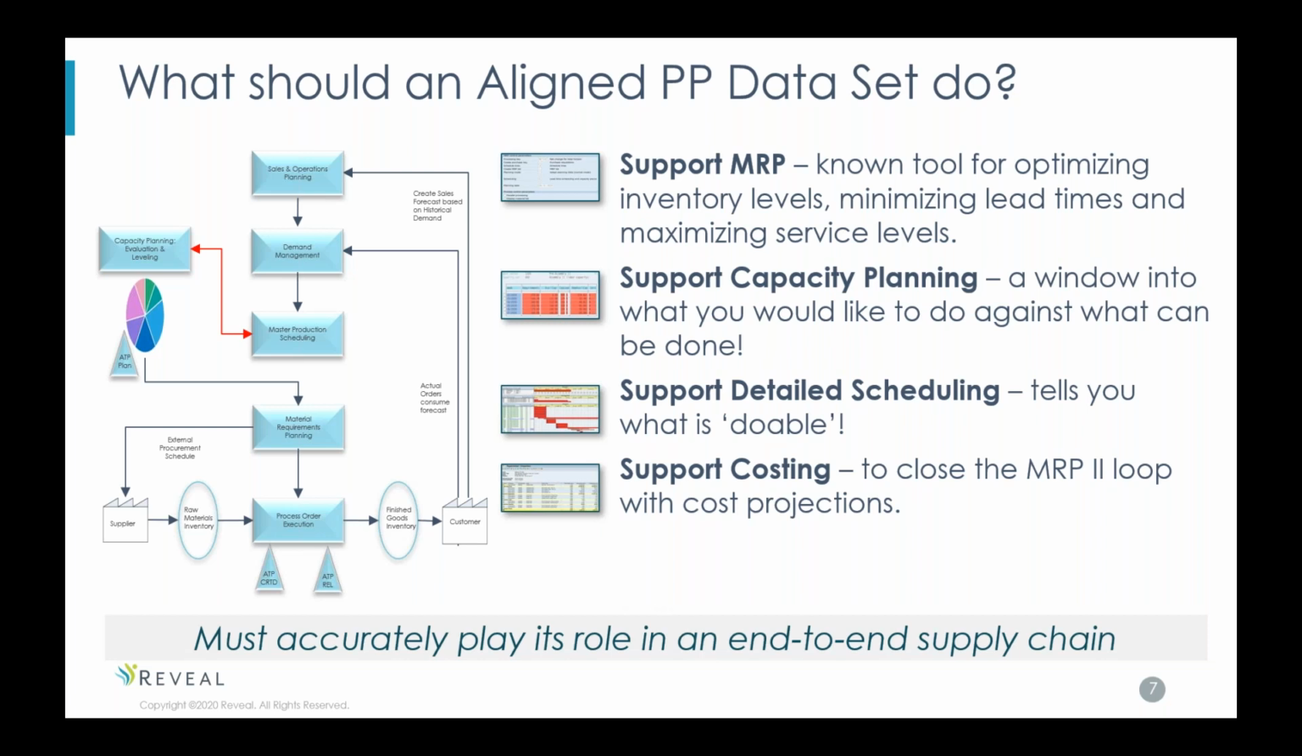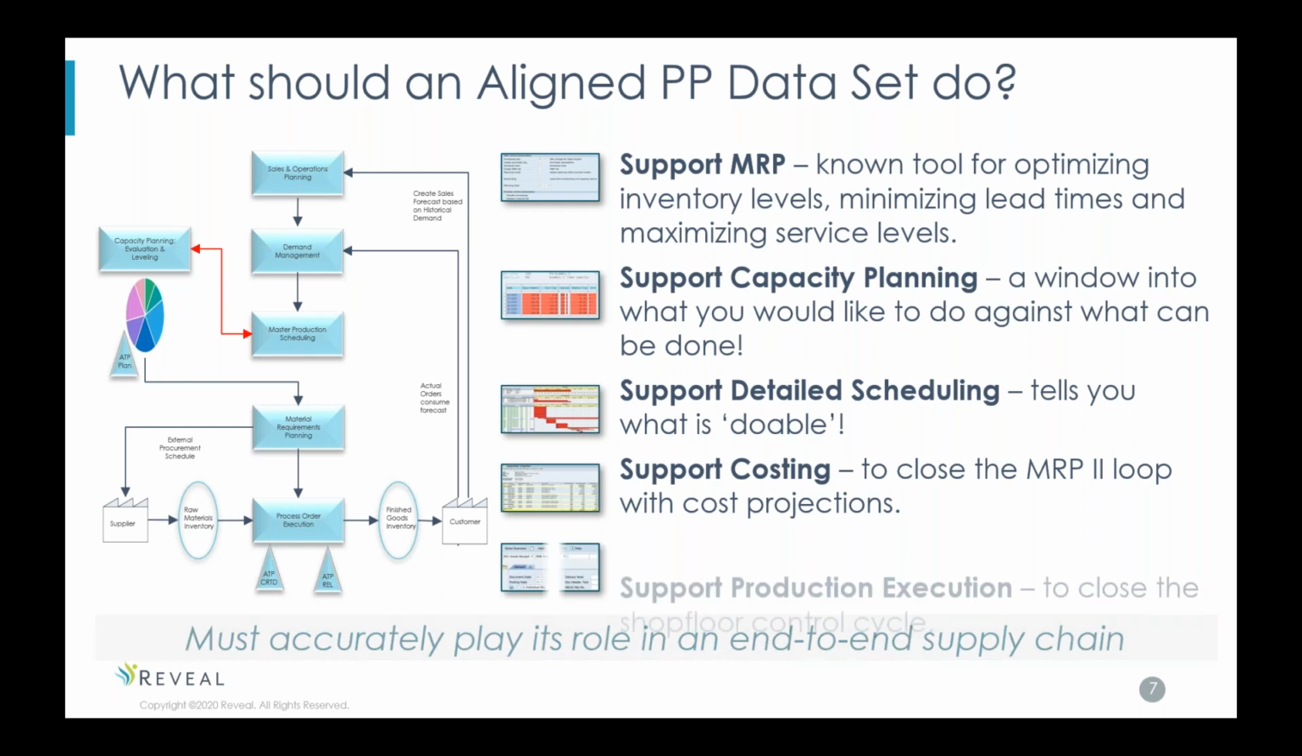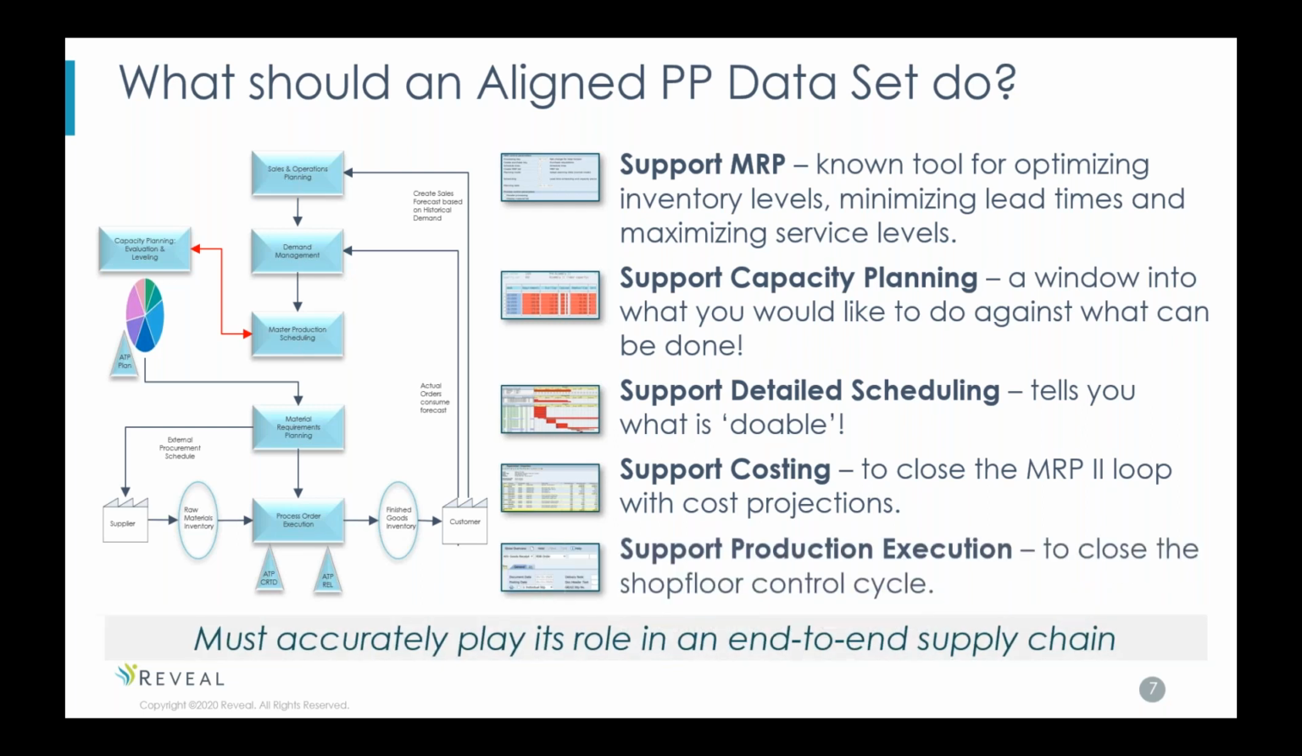And then to close this particular loop, I like to also think of an aligned set of master data as supporting your production execution process, which, if you like, is a measure of how well you did. So an aligned set of master data, and I keep using PP obviously to refer to our production planning, must provide you with that complete vision of your manufacturing process. So that's how I like to think of an aligned set of master data.